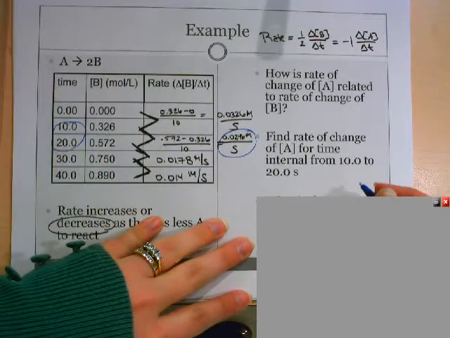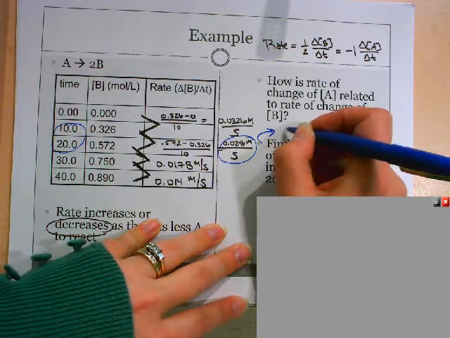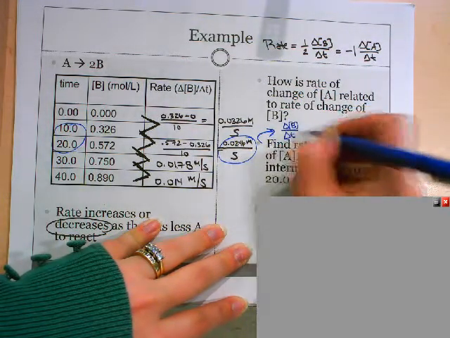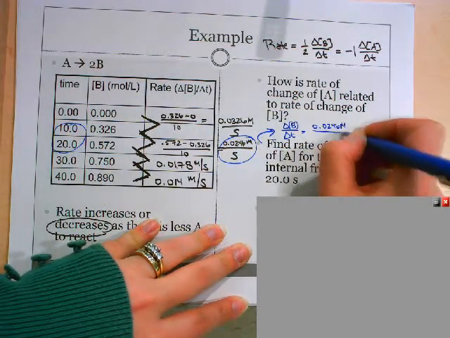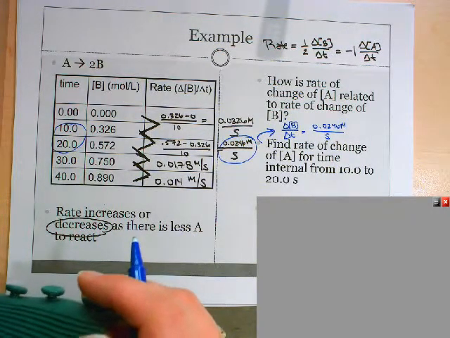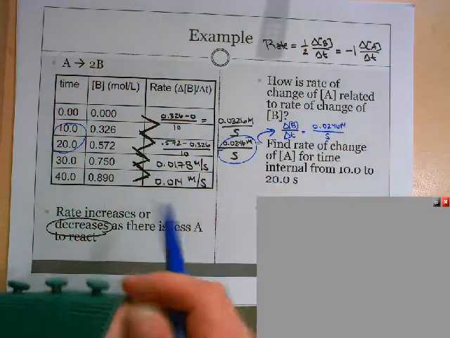I never leave myself enough space between these questions. Let's just sit here. Alright, so the answer to this one's going to be here. I have delta B over delta T is 0.0246 molarity per second. How do I find what this delta A over delta T is?